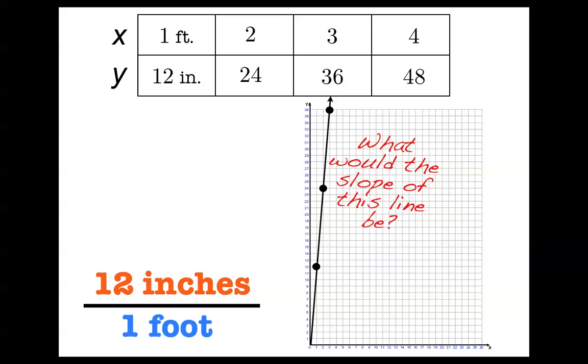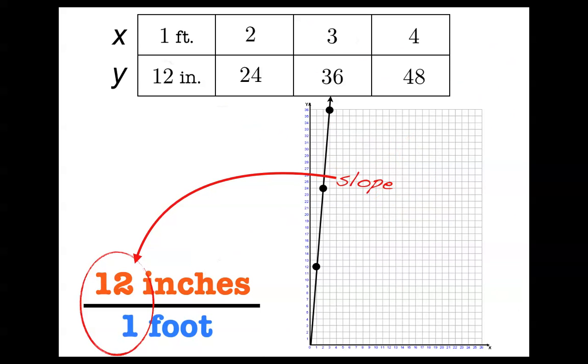Well, if you look at any two dots on this screen, you can see that it goes up 12 and over 1. The slope is 12 over 1, which is also the same as the rate that we started off with at the beginning of the problem. And so what I want you to see here is that slope is the same as rate. Slope is the same as rate.